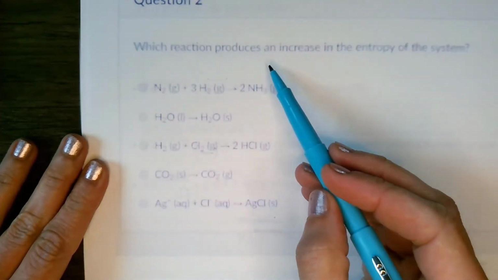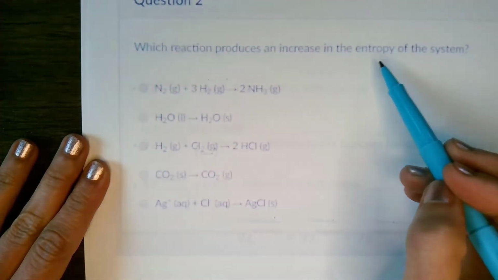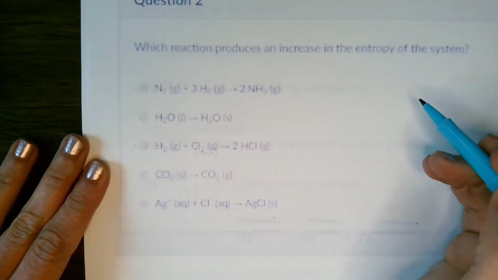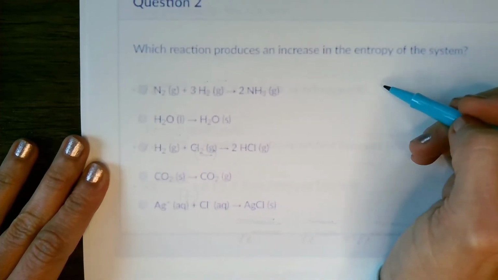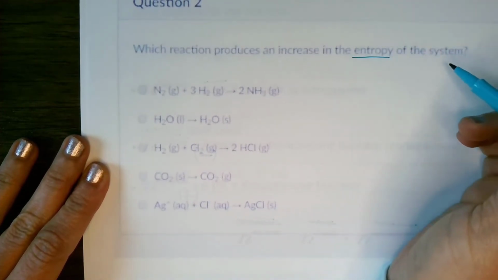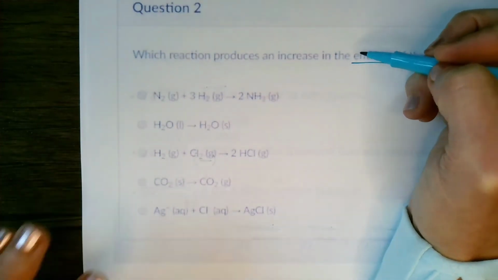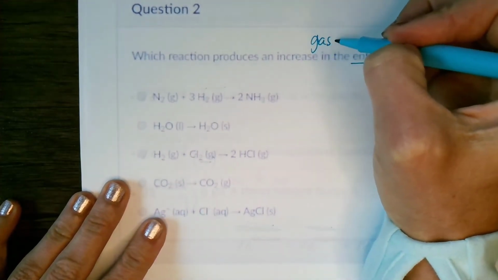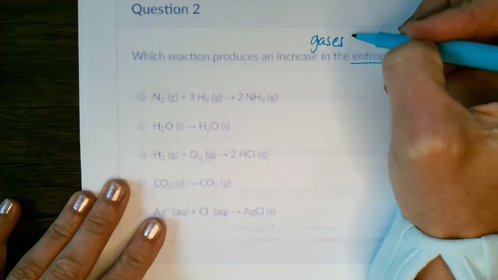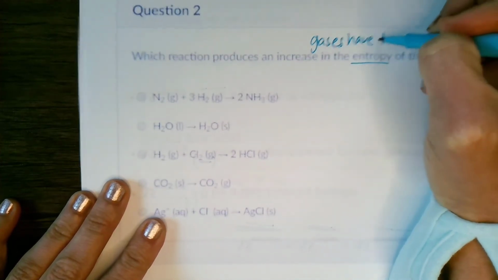Let's look at a couple of questions to wrap up this lecture. Which reaction produces an increase in the entropy of the system? So remember, when we're looking at entropy of a system, we know that gases have the highest entropy of all states of matter.